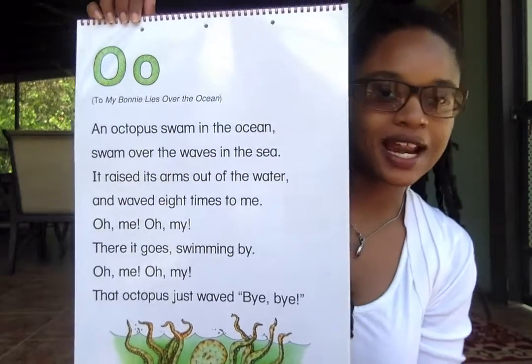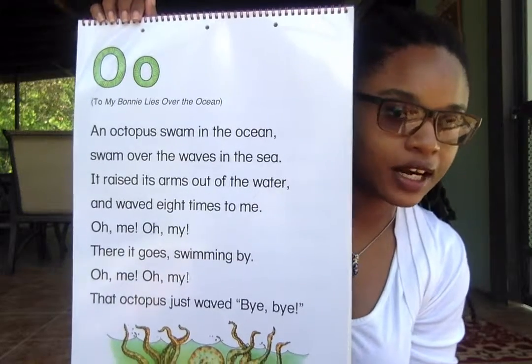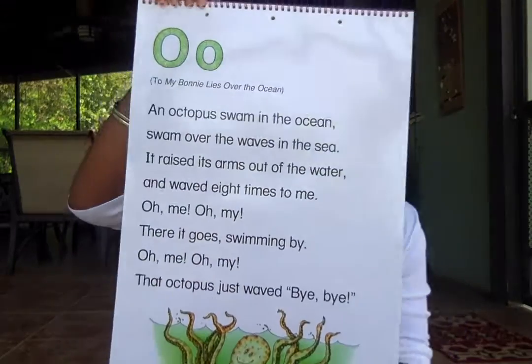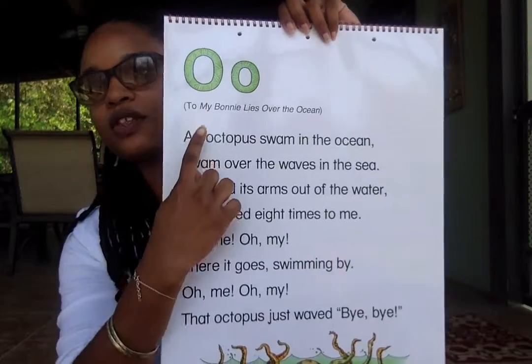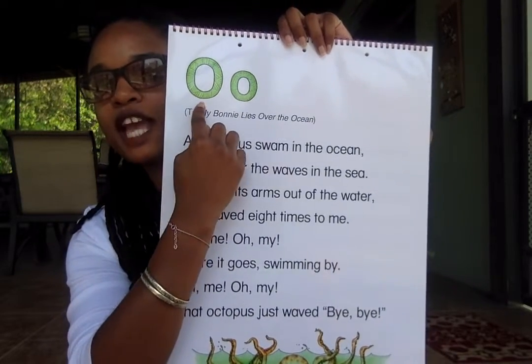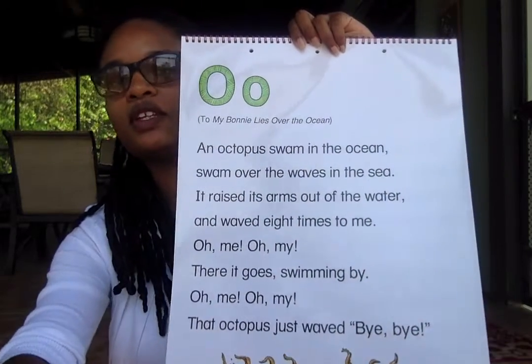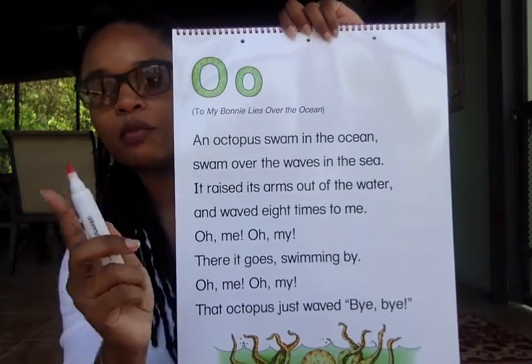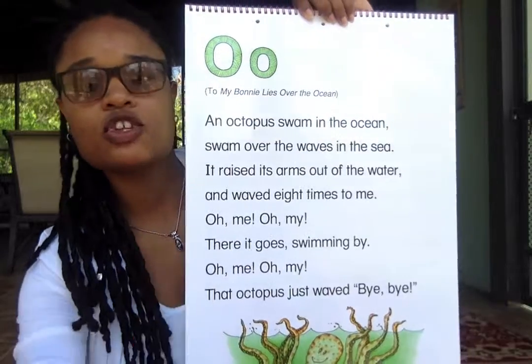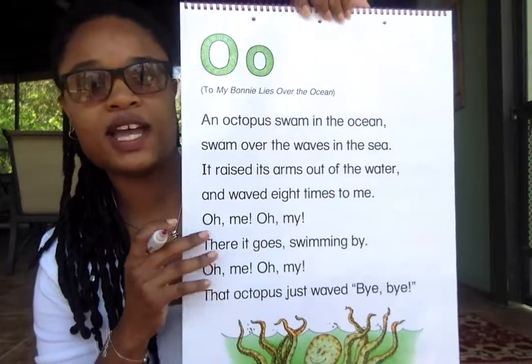Okay, now let's try to find the letter O and circle it. Remember, this is what the letter O looks like. This is a capital O, and this is a lowercase o. Let's get our red marker, and let's read the story and circle the letter O as we find it.